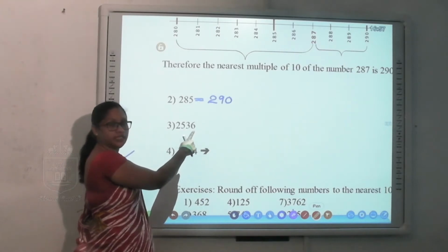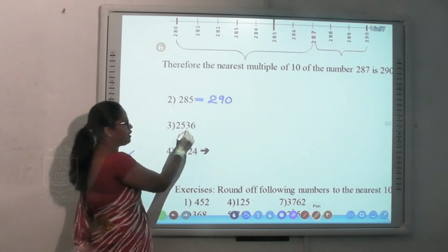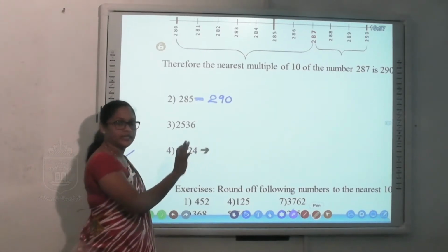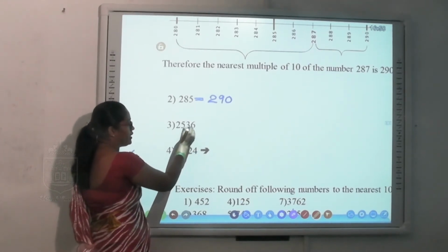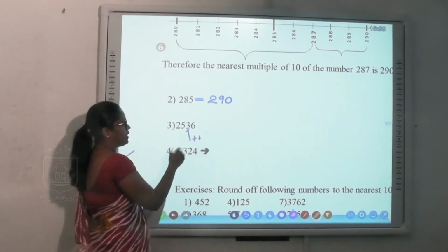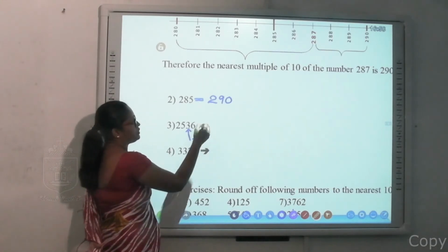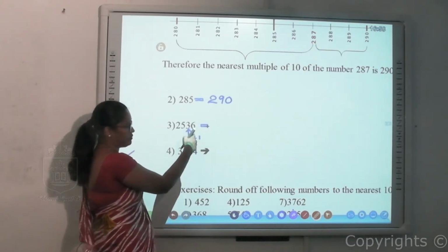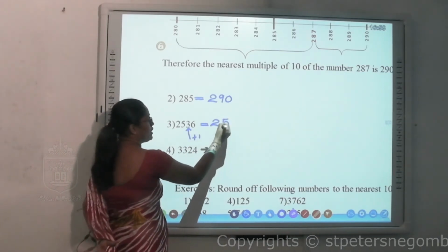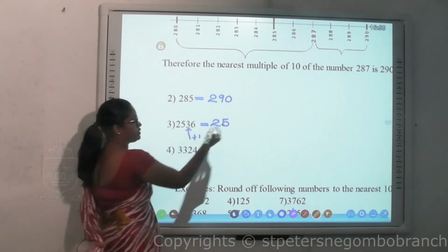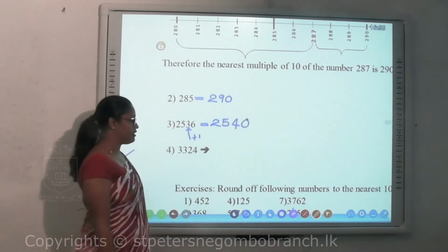The condition is, if the number in the unit place is 5 or greater than 5, you have to add 1 to the 10th place. Because we are rounding off the number to the nearest 10, the unit place becomes 0. So the answer will be 2500. Now I am adding 1 to this number, so that will be 4. The unit place will be 0. This is the way, very easy.